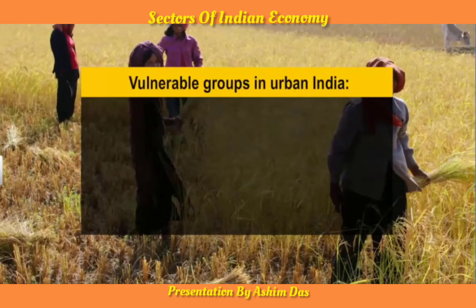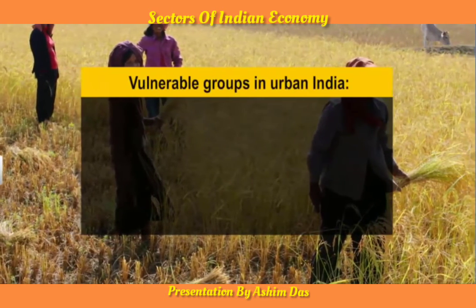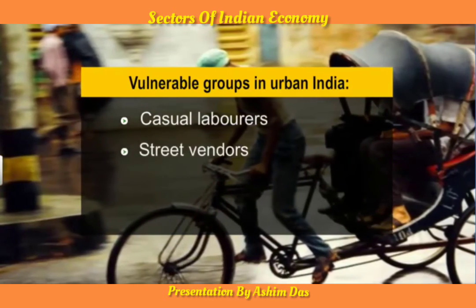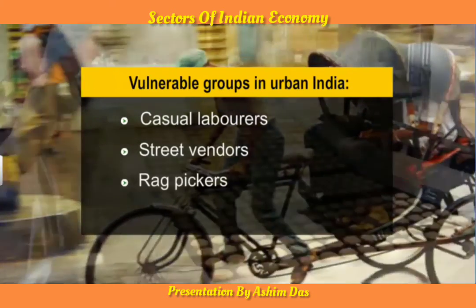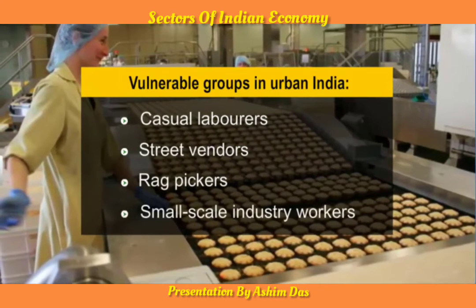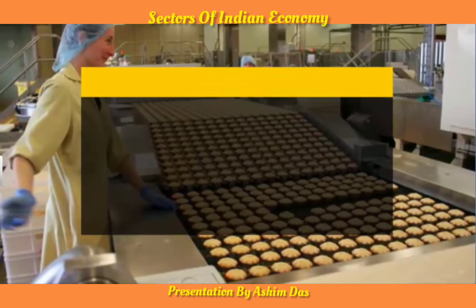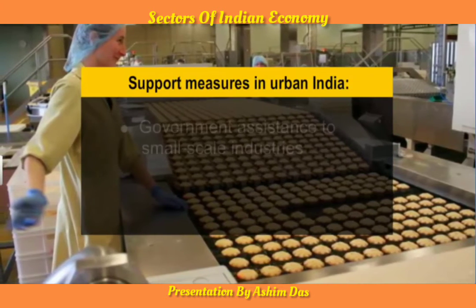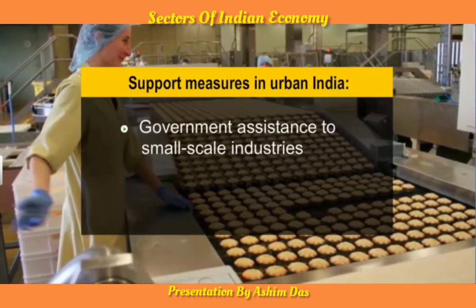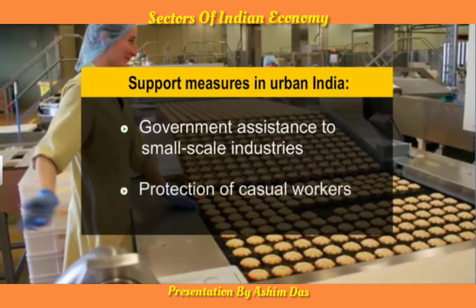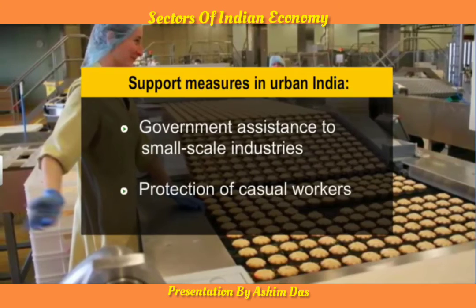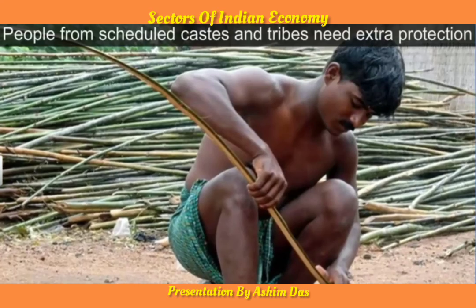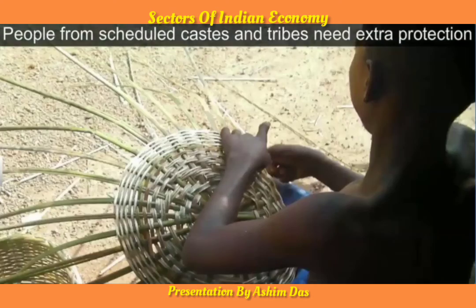The vulnerable groups in urban areas include casual laborers, street vendors, rag pickers, and people employed in small-scale industries. Workers in the unorganized sector in urban areas can be supported by government assistance to small-scale industries and by finding ways to protect the large number of casual workers. People from the scheduled castes and tribes need extra protection as they also face social discrimination besides the other disadvantages of the unorganized sector.